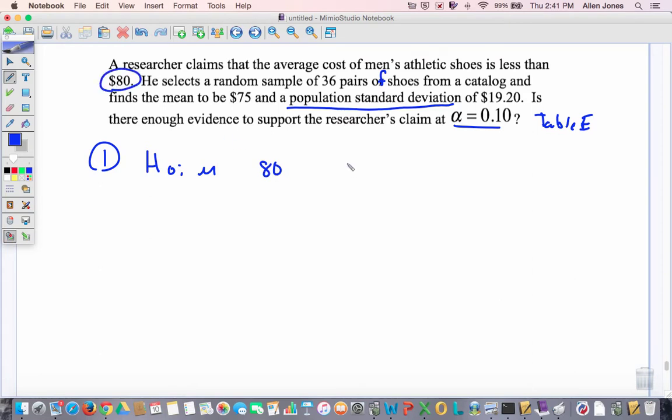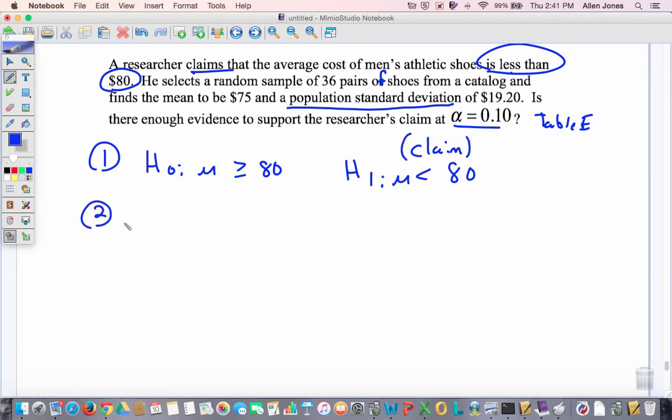So step number 1, we'll write our null hypothesis based on a population mean of $80. Here's our population mean. Our alternative hypothesis is also based on a population mean of $80. He says the cost is less than $80, so the null is greater than or equal to. He claims that it's less than, so over here is our claim.